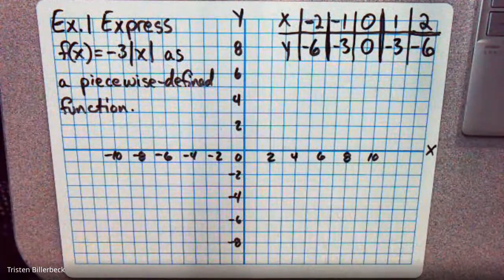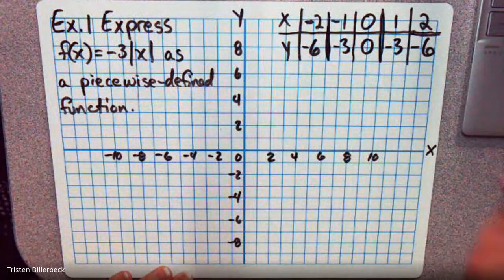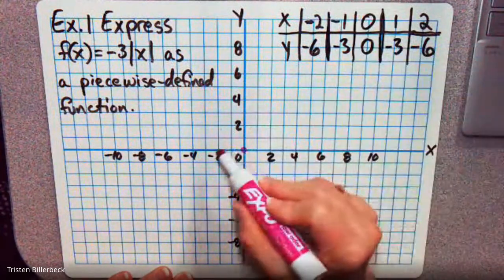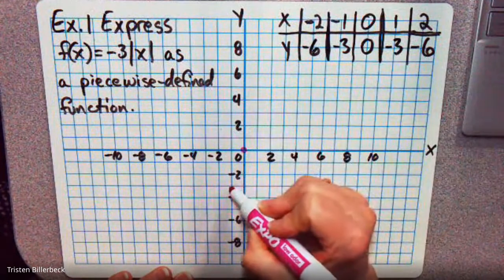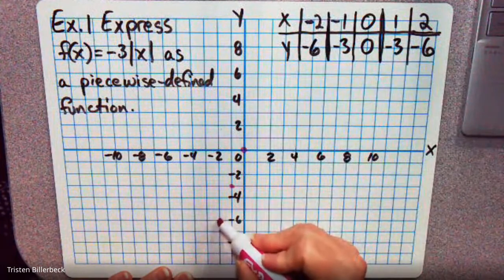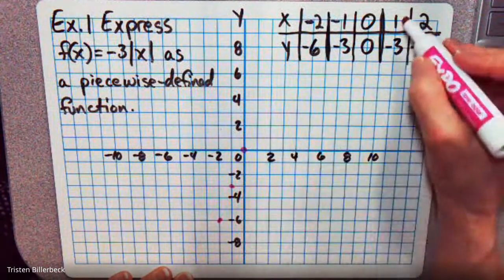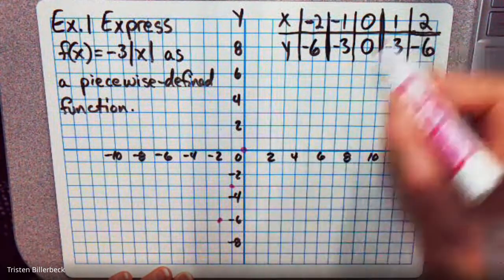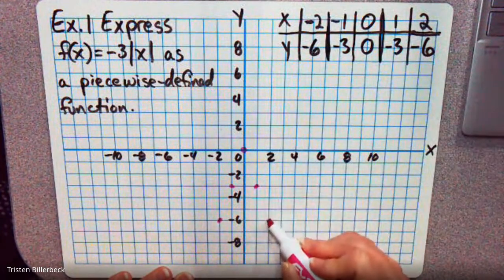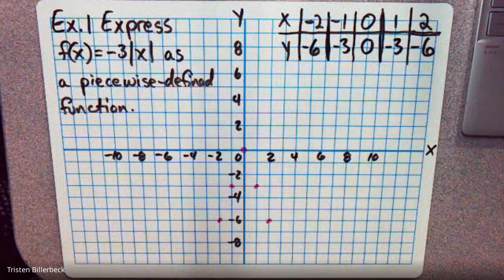So let's plot those values now. We have 0, 0, and -1, and we're going to go to -3, and -2, -6. So it's a pretty steep slope. And then at 1, we're down to -3, and 2, -6. So we see we have a nice V pattern going on.